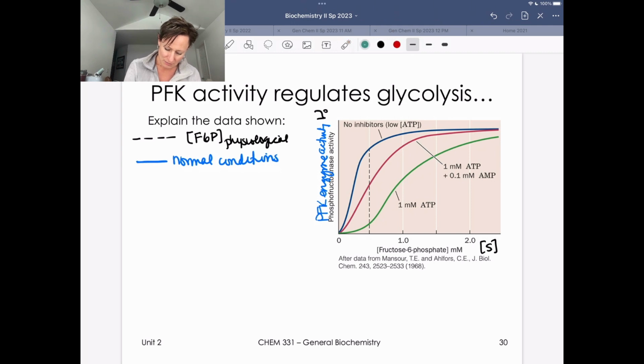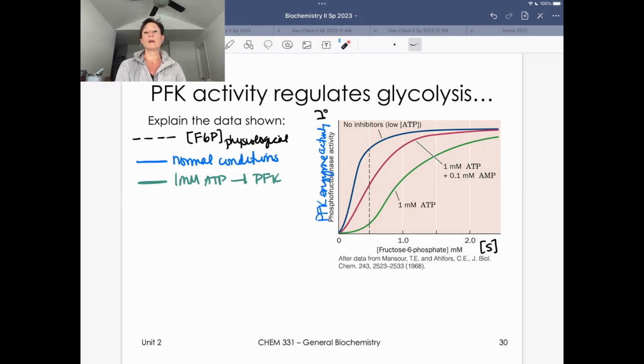So let's label this here, and then we'll look at this graph again. So when we add 1 millimolar ATP, we are going to inhibit PFK. Remember, when we see this symbol, that represents an inhibitor. It doesn't inhibit it so that it stops, but it sufficiently decreases the activity.